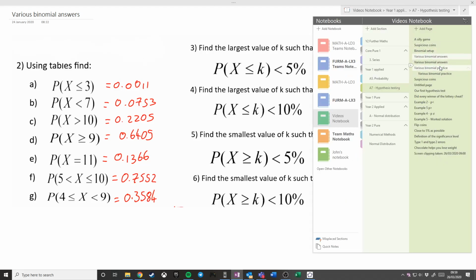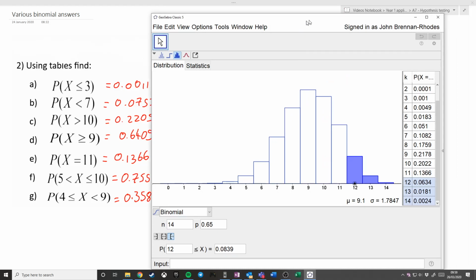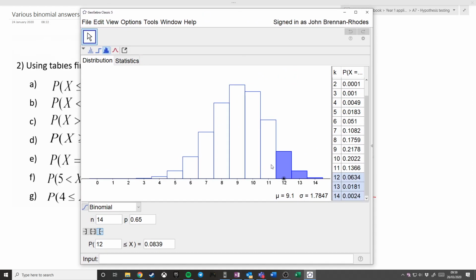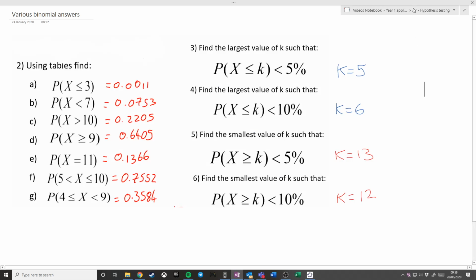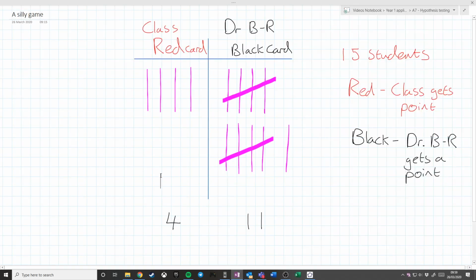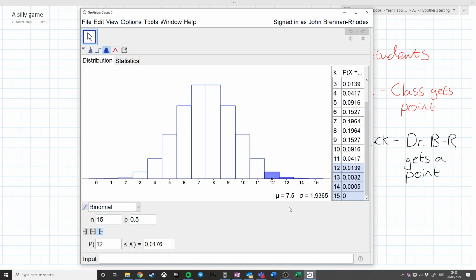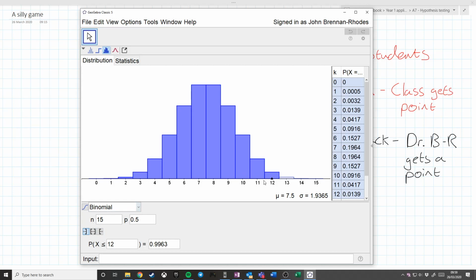Okay, so what I was saying, we started off thinking about a silly game. Now we've started thinking about results that are in an extreme end of the binomial, i.e. the ones that are unlikely. Let's construct the binomial situation for the game that we played with the pack of cards. So, reminder, I said that there were 15 students. Probability of getting black and red is 0.5, so we're in this hypothesis test. We've got 15 is n, 0.5 is the probability.